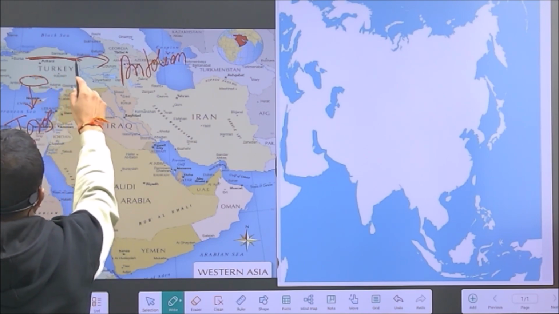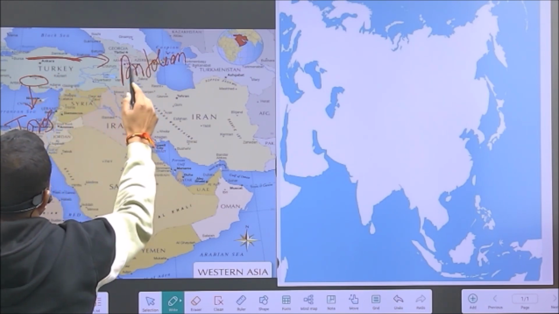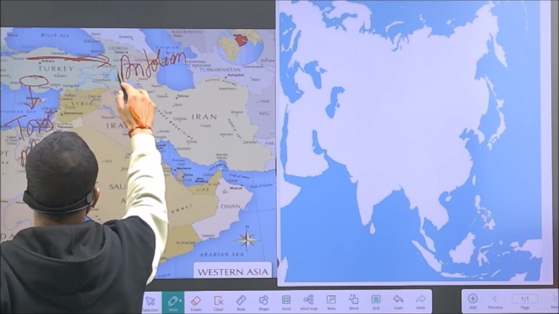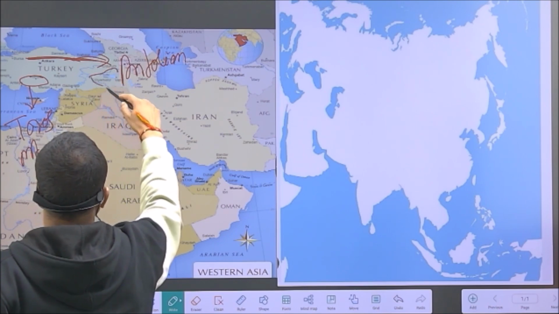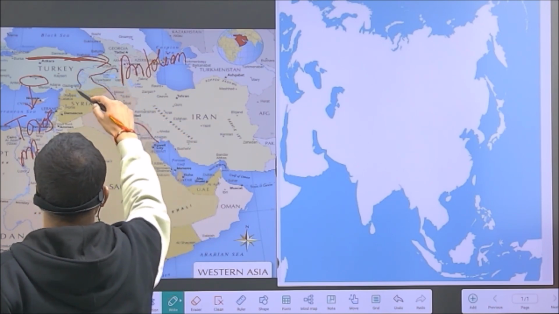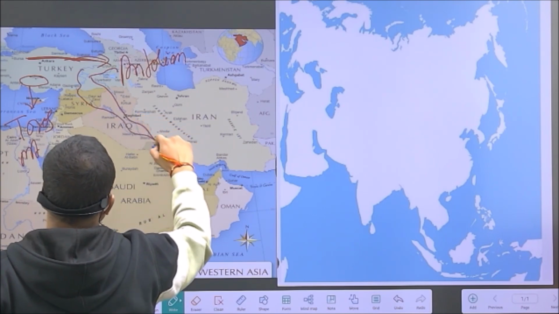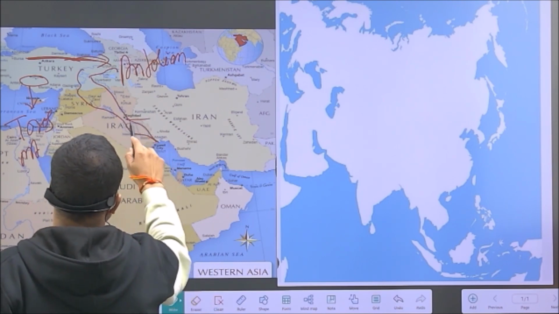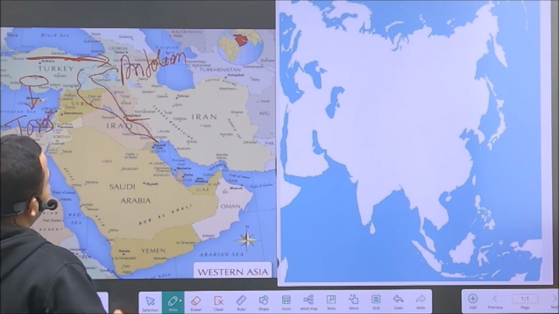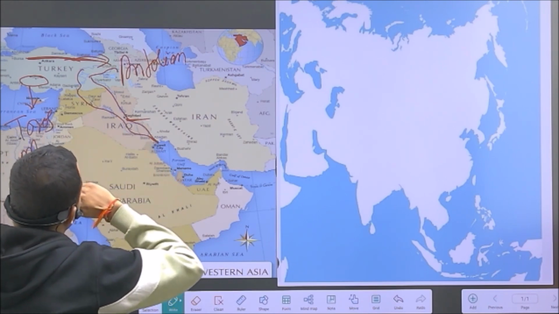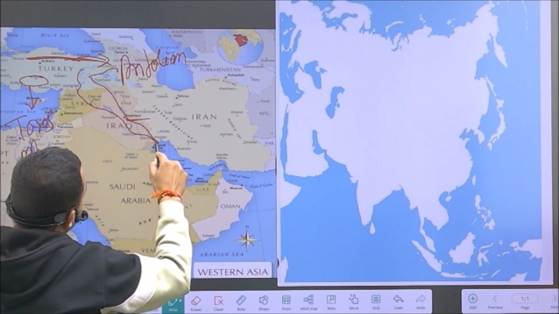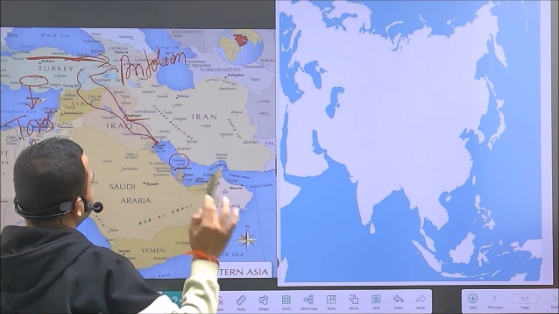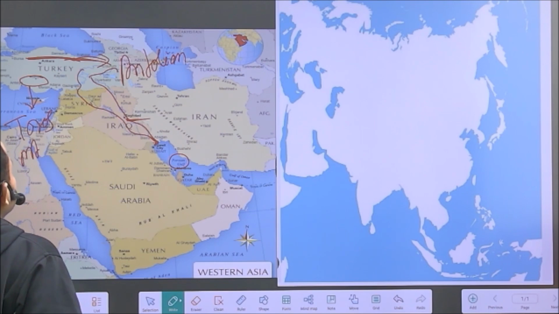From the Anatolian plateau in Turkey, two rivers originate: the first is called the Tigris River and the second is called the Euphrates River. On the shore of the Tigris River, Baghdad city is situated, which is the capital of Iraq. After originating from the Anatolian plateau, both rivers flow into the Persian Gulf. Also, as I discussed in my previous video, the Persian Gulf is also known as the Gulf.